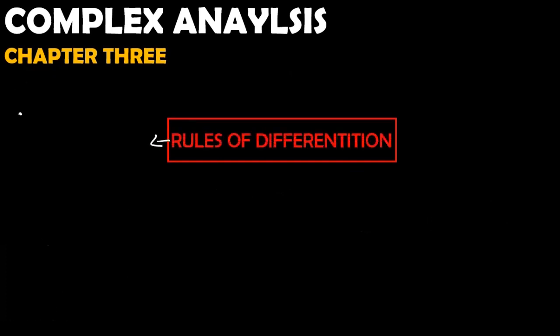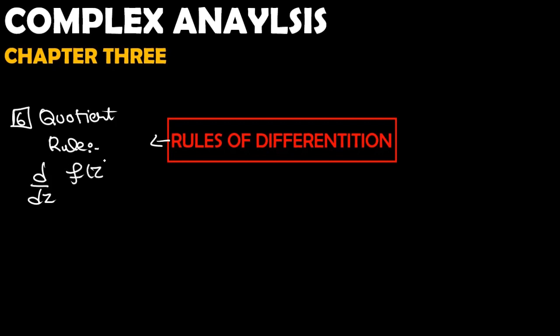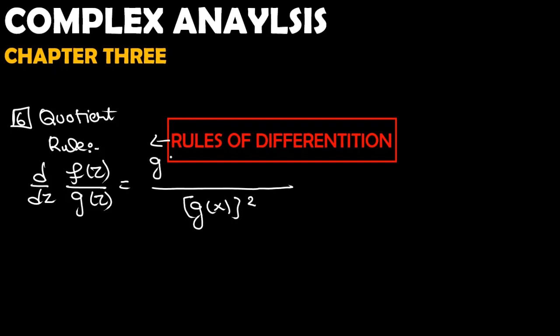The next rule is the very famous quotient rule. If we have to differentiate two complex functions in the form of a quotient, then we take the denominator, write it as it is, and take the derivative of the first function, minus the numerator f of z as it is and the derivative of the second function. So this is our formula of the quotient rule.